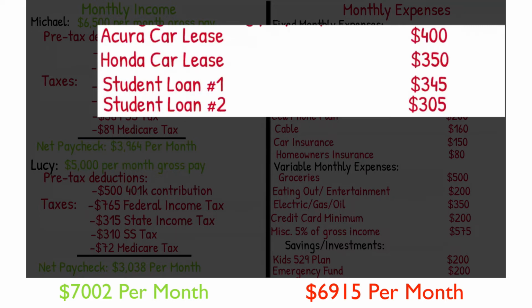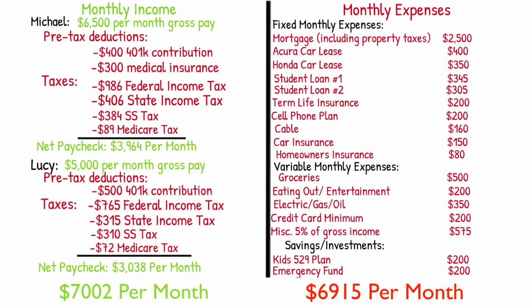The student loans, that's $650 between the 2 student loans. We want to attack those things. Those things are definitely on the radar for the debt snowball for us to get rid of those things.